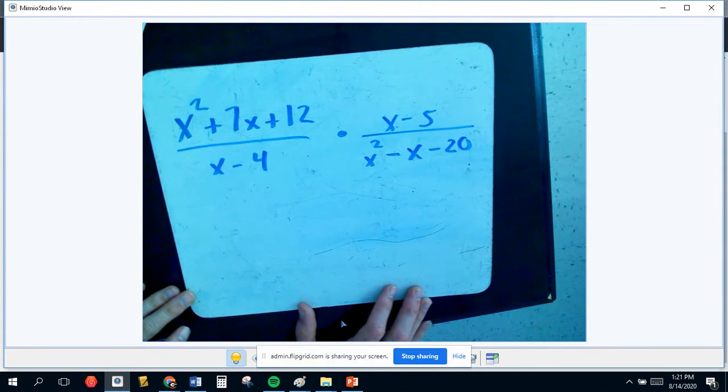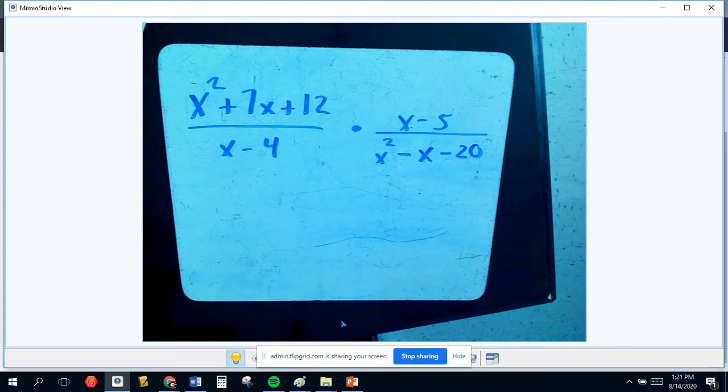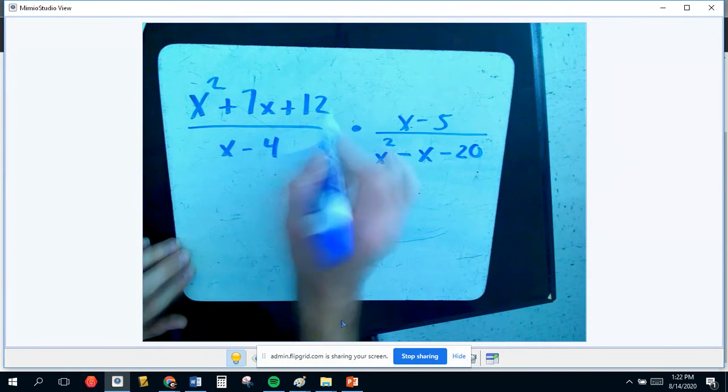Okay, we're going to multiply two rational expressions here. A rational expression is basically a fraction with polynomials in it. It looks like fractions, but has polynomials instead of just plain numbers. And generally, you're going to do a lot of factoring here. So let's factor the upper left-hand corner.